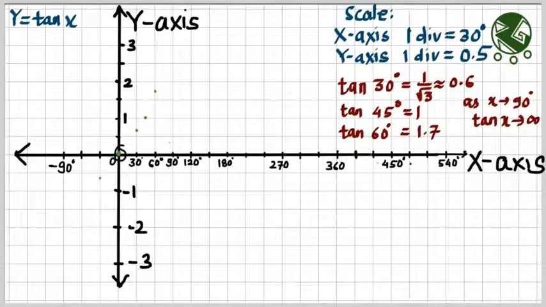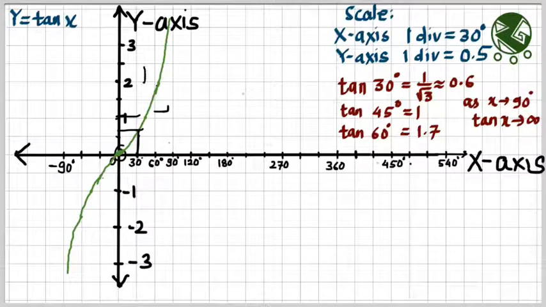Okay, now what about the negative side? Tan of minus 30 is minus 0.6, then tan of minus 45 is minus 1, and then I connect them by a smooth graph. So this is what the graph looks like. Again I want you to pay attention: at 30 degrees the value is 0.6, at 45 the value is 1, at 60 degrees the value is 1.7, but what is happening then? As the value of x goes on increasing, the value rises very steeply.